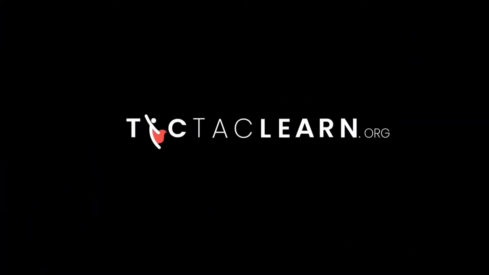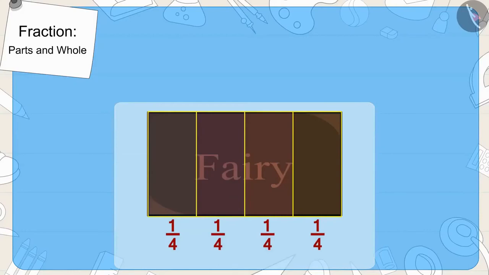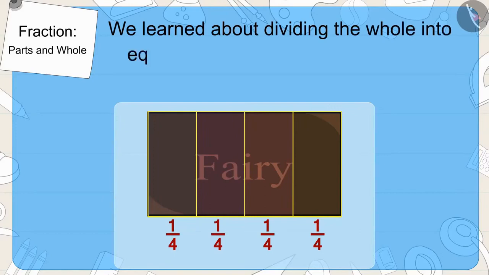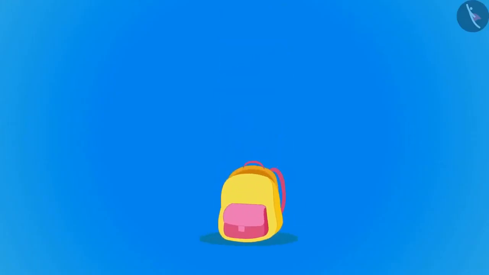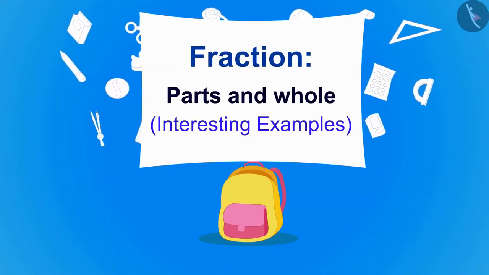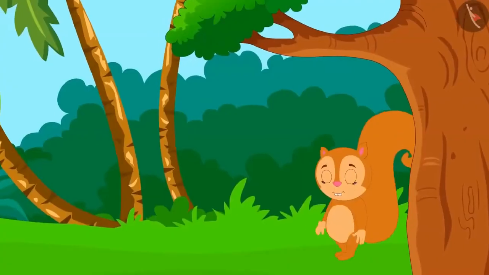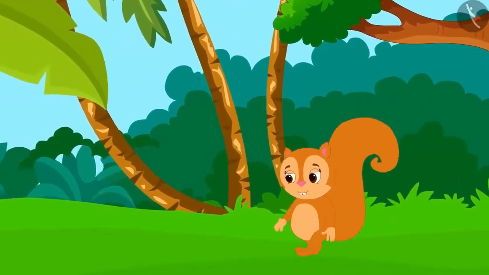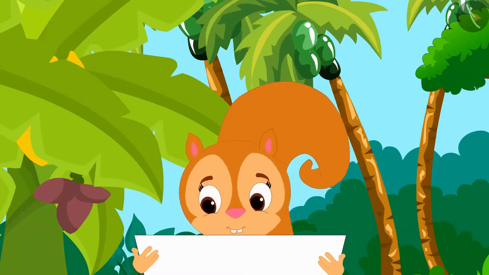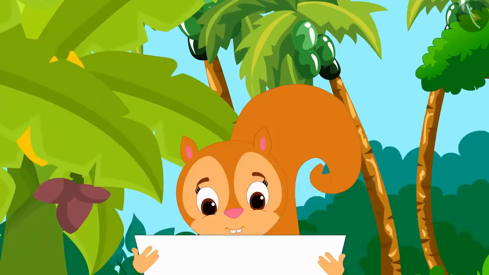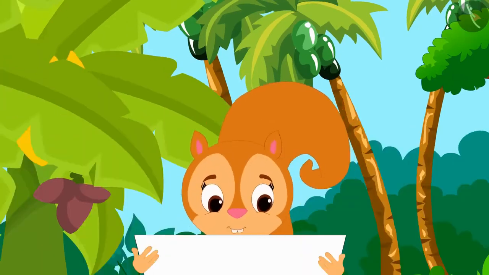In the previous video, we learned about dividing the whole into equal parts and how to write it in the form of a fraction. In this video, we will see some interesting examples related to this. One day, Chanda was walking in the garden. There, she found a letter. It was written in the letter that she would have to find some clues. And if she solves all the clues, she would find a treasure.